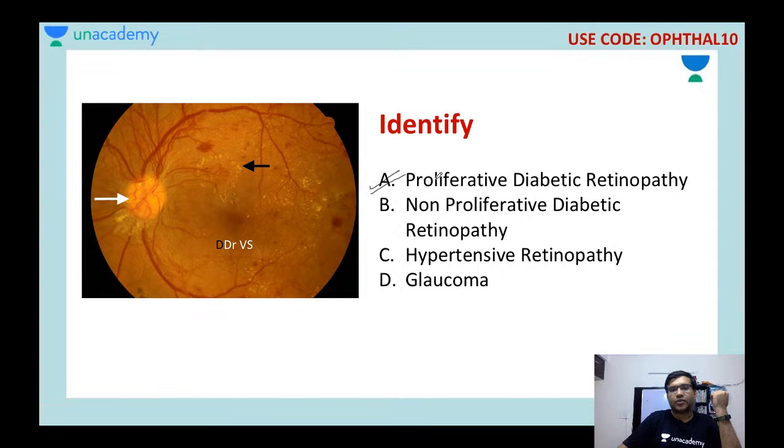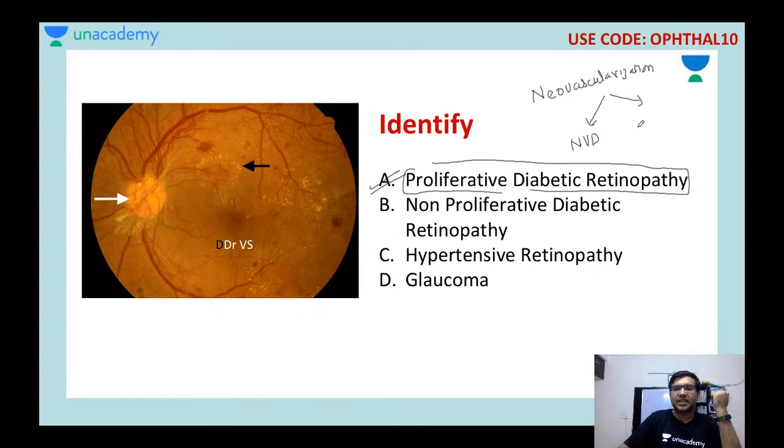So as Danish has told us, the answer here is proliferative diabetic retinopathy. One very important thing here is that whenever you see neovascularization anywhere, it can be in the disc. If it is in the disc, I call it neovascularization of the disc. It may be elsewhere in the retina, that is called neovascularization elsewhere. This means the patient is having a proliferative diabetic retinopathy.